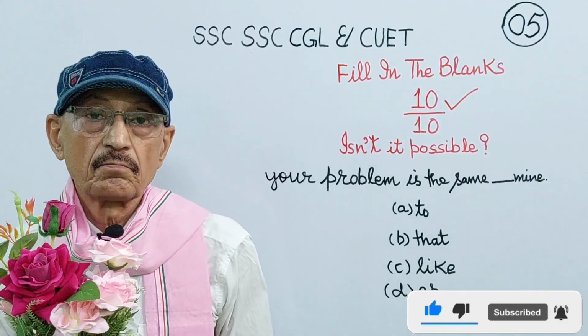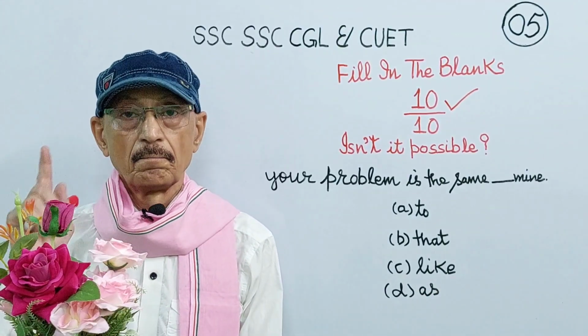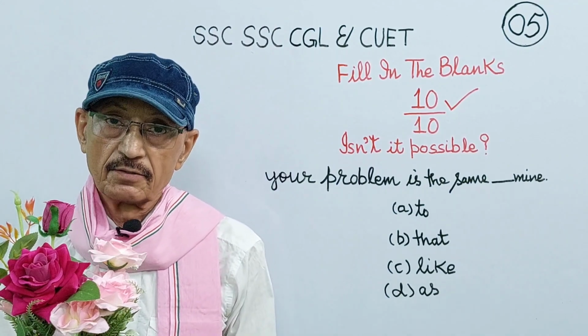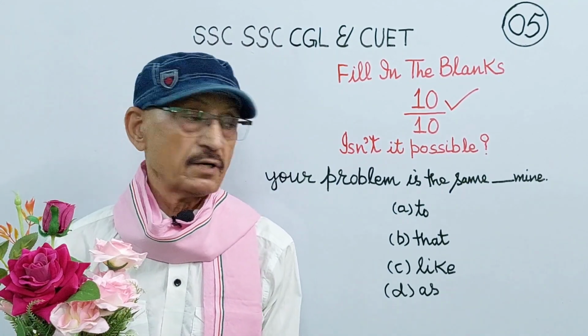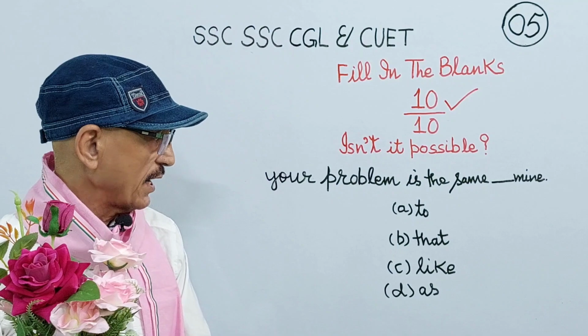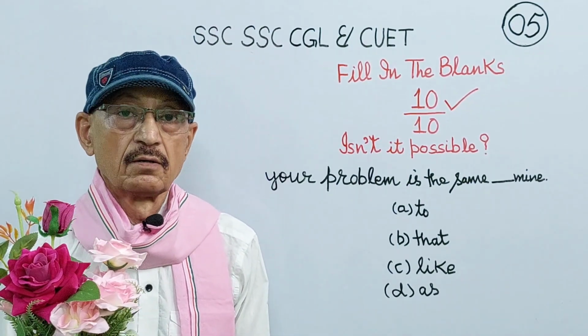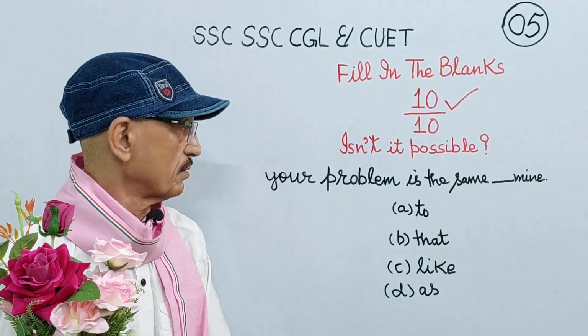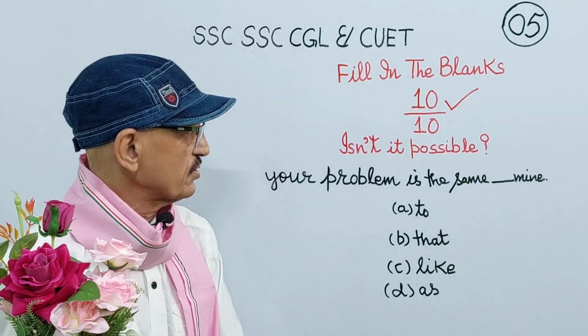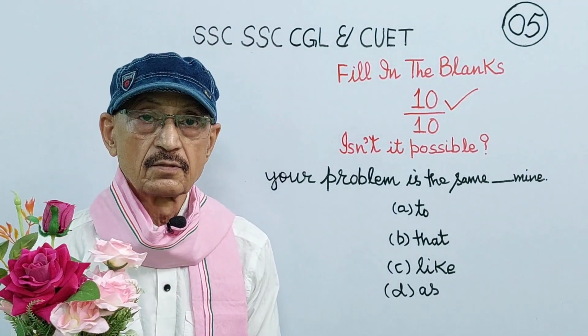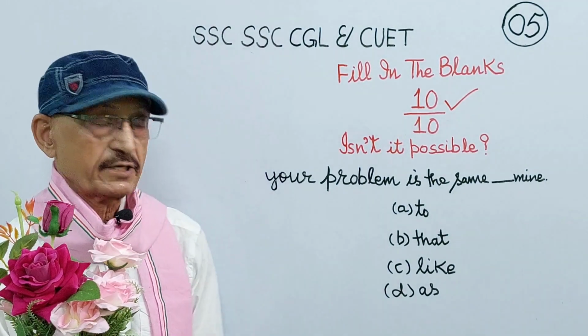Your problem is the same, blank space, mine. For alternatives है to, that, like, as. आप इसमें से कौन सा वर्ड करेक्ट समझते हैं? Your problem is the same, to, mine. No, to is not correct.